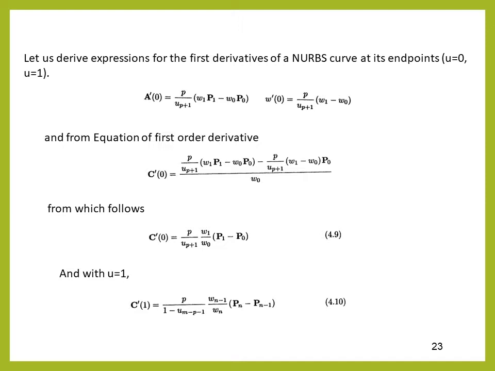So now that we have found the kth derivative, we need to find the derivatives at the endpoints of the curve, because those are very important results. To find the derivatives at the endpoints, we put u equals 0 and u equals 1. When we put u equals 0 with A'(0) and w'(0), we obtain C'(0), which is our equation 4.9. And when we put u equals 1 with A'(1) and w'(1), we obtain the result C'(1), which is our equation 4.10. Now these two results give us the derivatives at the endpoints of the curve.